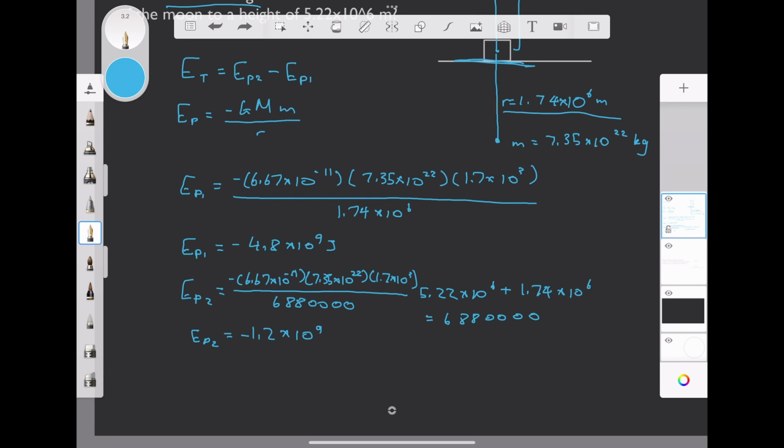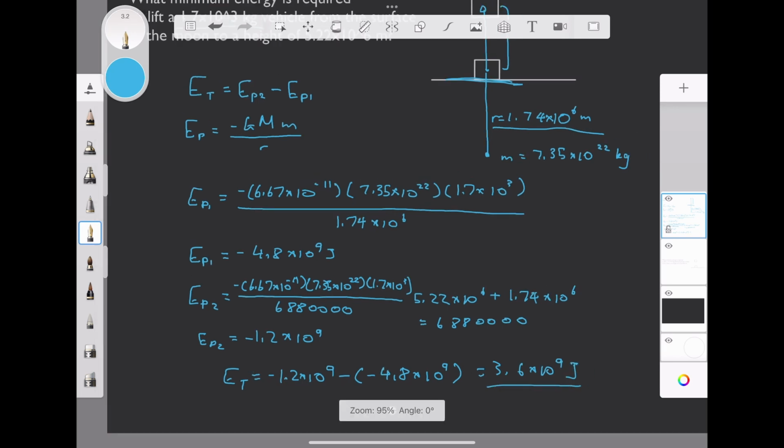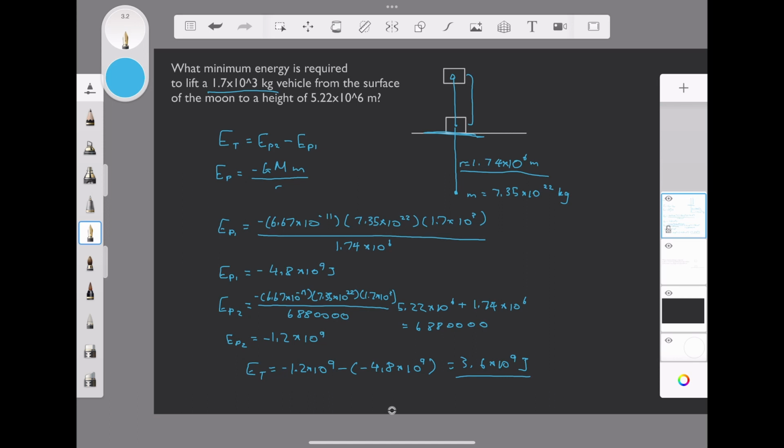And now all you have to do is subtract the two from each other. So the total energy needed is equal to negative 1.2 times 10 to the power of 9, subtract negative 4.8 times 10 to the power of 9. And the final answer that you get should be 3.6 times 10 to the power of 9 joules. And this is the minimum energy needed to lift a 1.7 times 10 to the power of 3 kilogram vehicle from the surface of the moon to the height of 5.22 times 10 to the power of 6 meters.